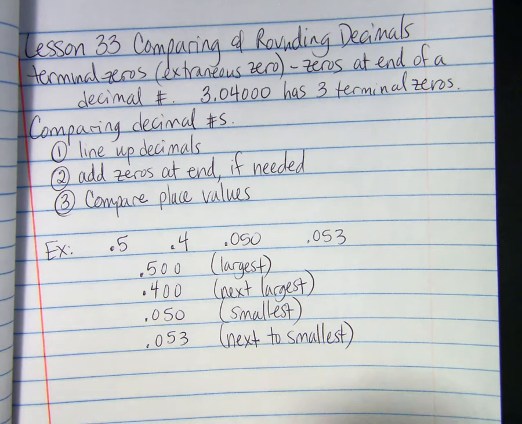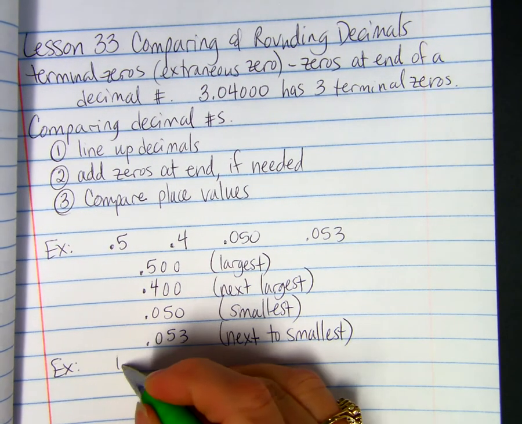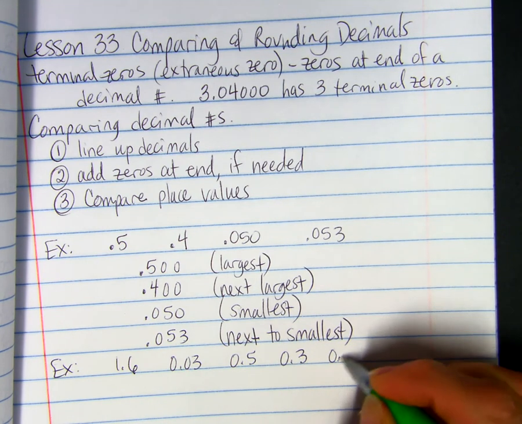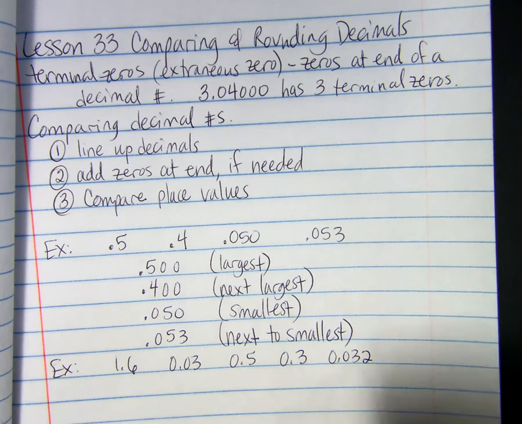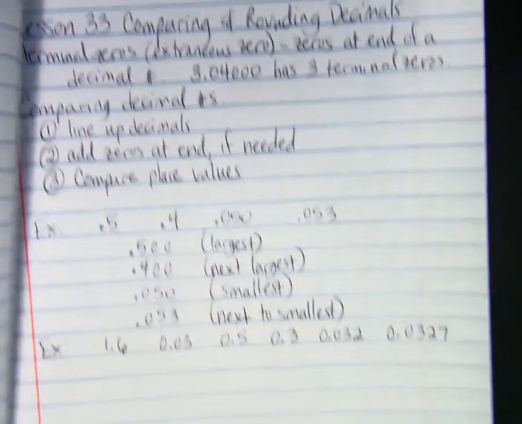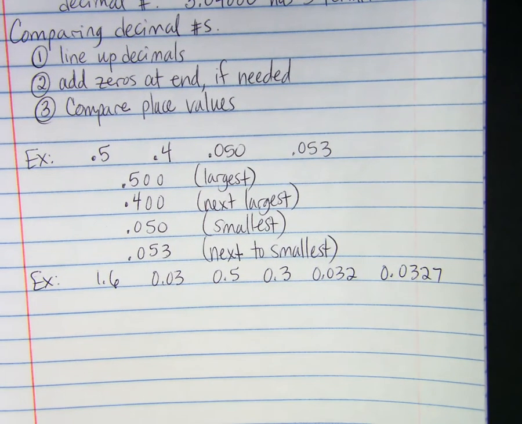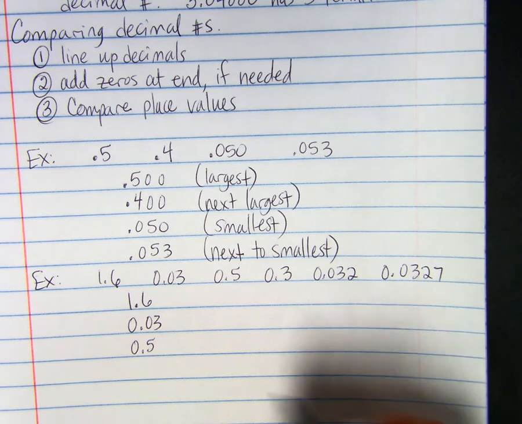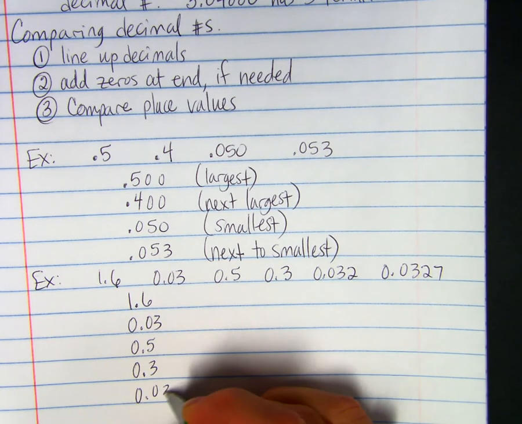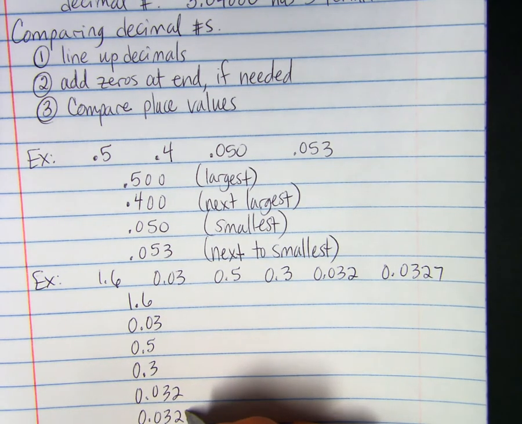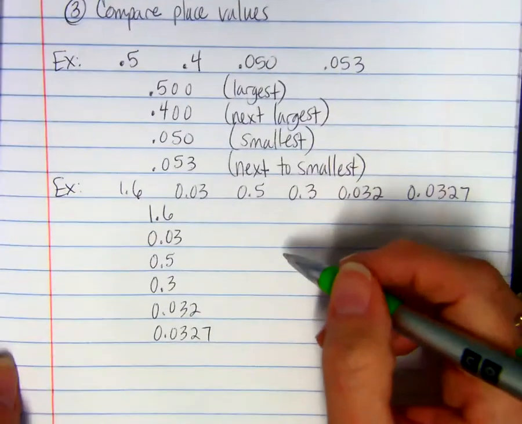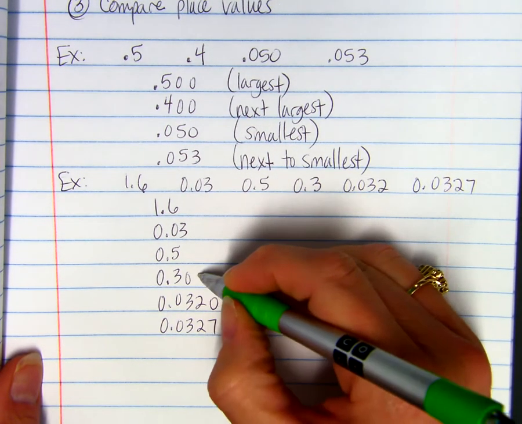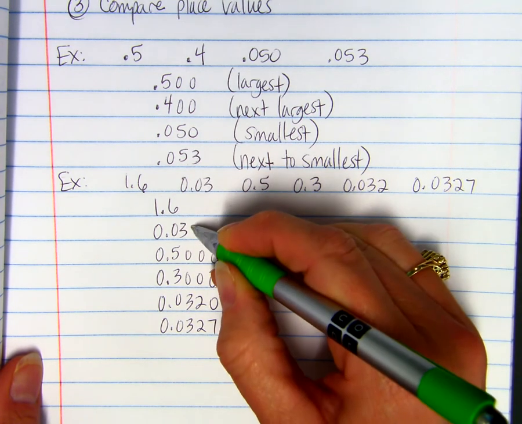I would like to do one more example of this one where we compare numbers. And we're going to do a whole bunch of numbers here, 1, 2, 3, 4, 5, 6 numbers. So we follow the 3 steps, and the first one was to line up the decimals. So just make sure that they're all lined up. And then we're going to put in all of the terminal zeros that we need so that we can have 4 place values, because this last number has 4. So we have to add in the 0 so we can compare.